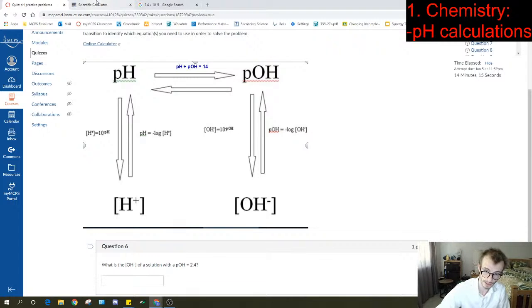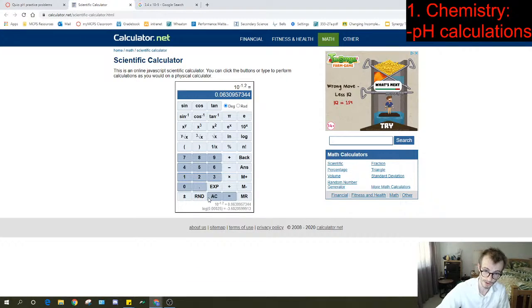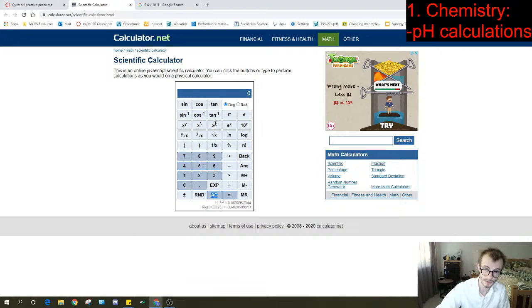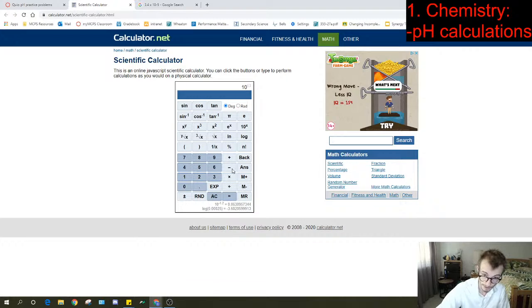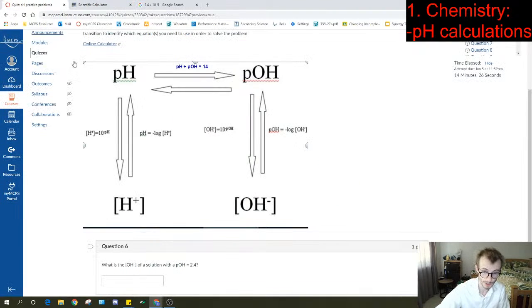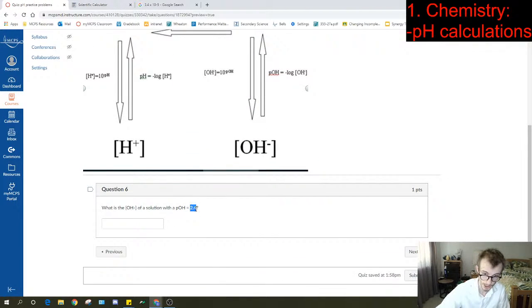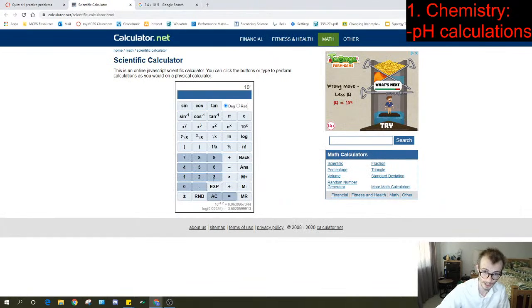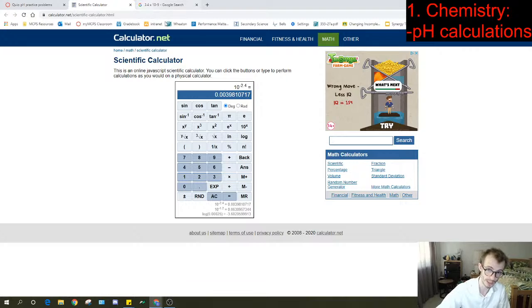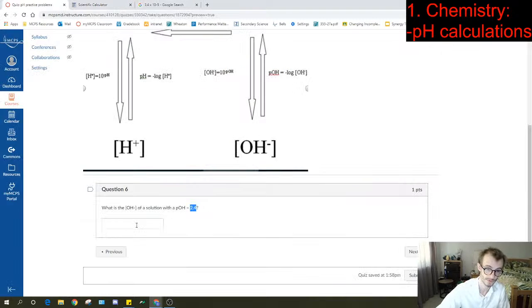So I'm going to go to my calculator, clear everything. 10 to the negative, because we just got to do that. Got to flip the negative in there. And then I just put in whatever the pOH number was, this 2.4 number. 10 to the negative 2.4, bam, 0.00398. And I could round that if I wanted to, 0.004, but I just put it in the way I did. Okay, that's it.